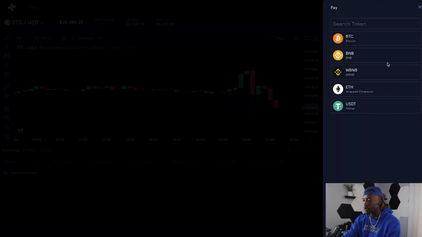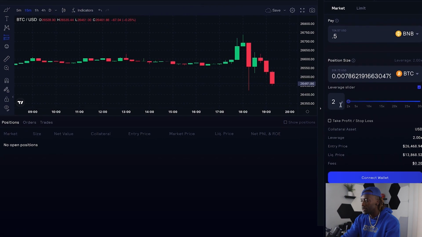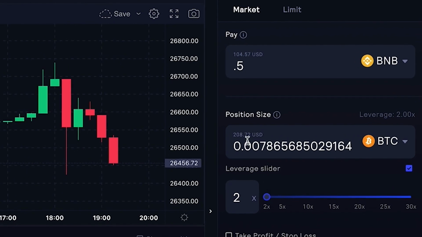But if you wanted to come in, and these are the tokens that are available that you can use for trading, let's say you had some BNB. Let's see if I can use BNB. Currently BNB is a little over $200. So if I want to use half, do 0.5 BNB, which it'll tell you is roughly $104. And so my position size at 2x leverage is, I'm working with $208.